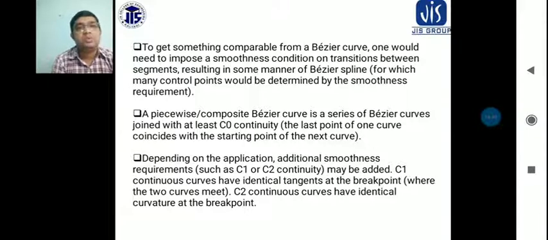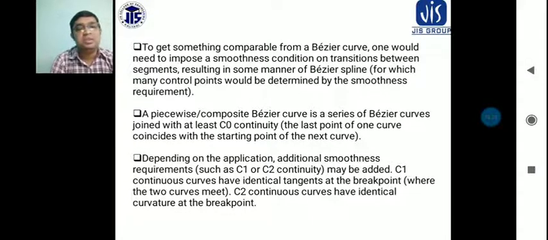Just as smoothness is required to draw a curve segmentation, it is determined from the different control points. A piecewise composite Bezier curve is a series of Bezier curves joined with at least C0 continuity, that is, the last point of one curve coincides with the starting point of the next curve.